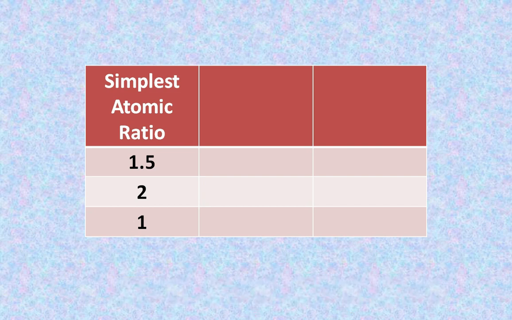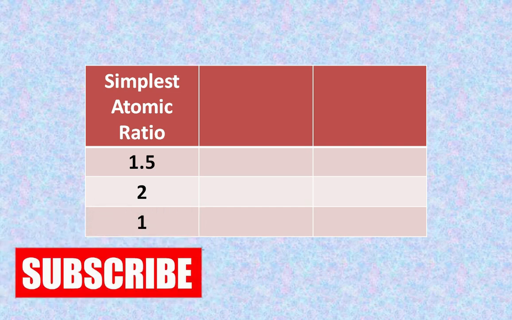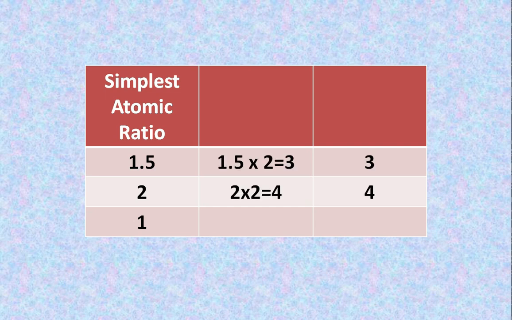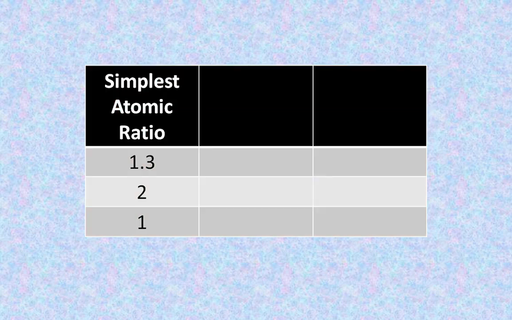Now, in order to find the simplest atomic ratio, sometimes you will come across values like 1.5. In that case, don't round it up to 2. Don't make 1.5 to 2. Instead, we will multiply each and every value by 2. That is 1.5 into 2, which makes 3; 2 into 2, 4; 1 into 2, 2. Now suppose the value is 1.3. In that case, multiply by 3. So 1.3 into 3 makes 4, 2 into 3 makes 6, 1 into 3 makes 3.